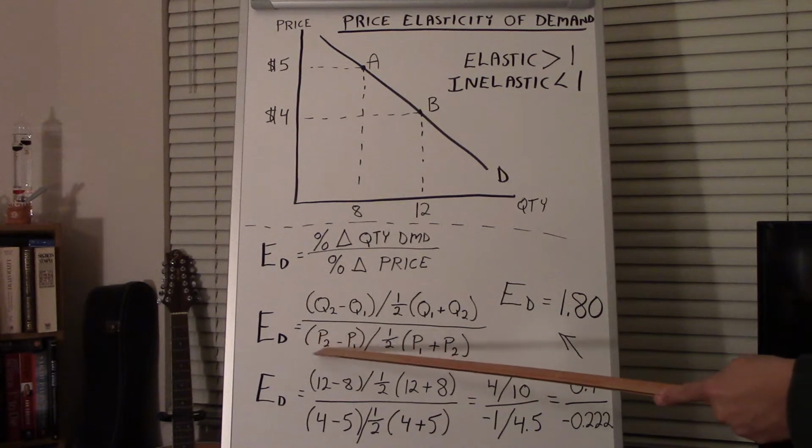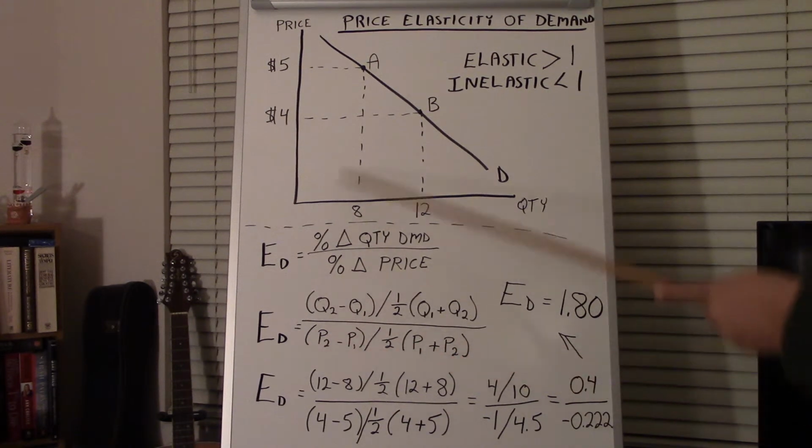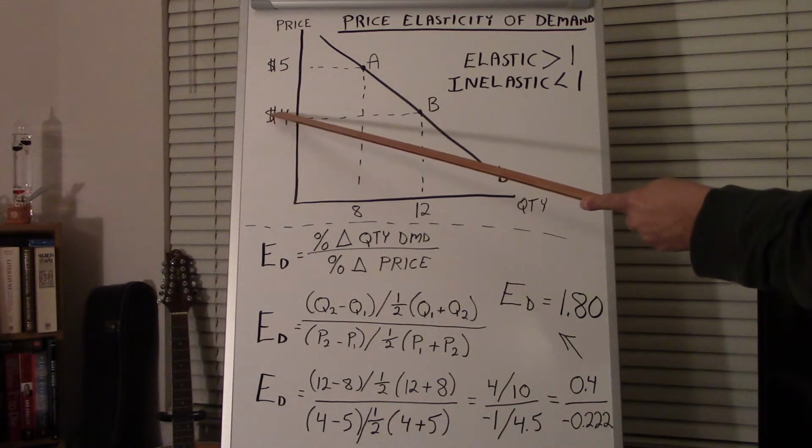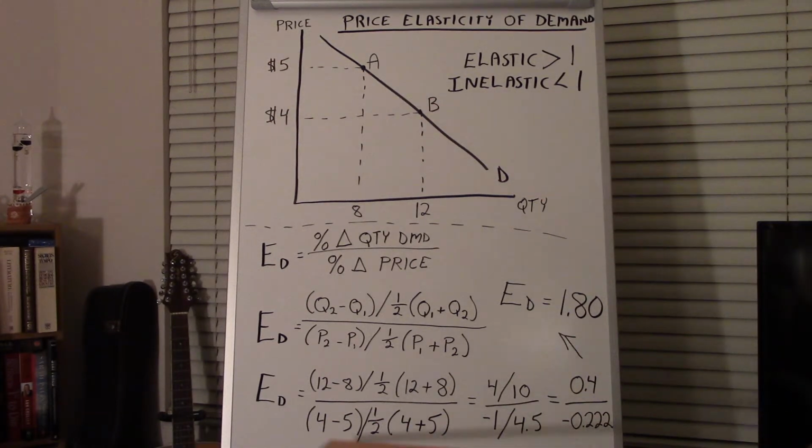We're going to take the difference in the two prices, and the difference between the two prices is 4 and 5. So 4 minus 5 gives us -1. And then we'll take the midpoint between those two prices. So 4 plus 5 divided by 2 gives us 4.5. So our calculation is 4 divided by 10 is the numerator. -1 divided by 4.5 is the denominator.